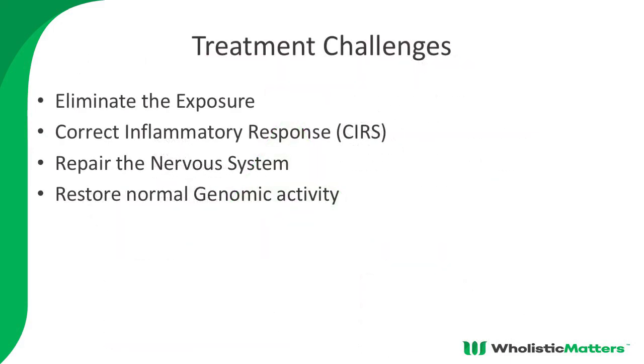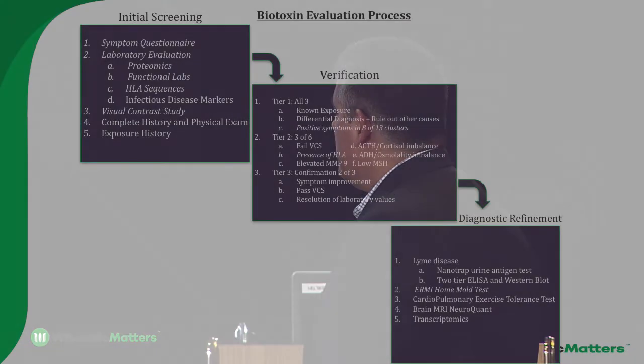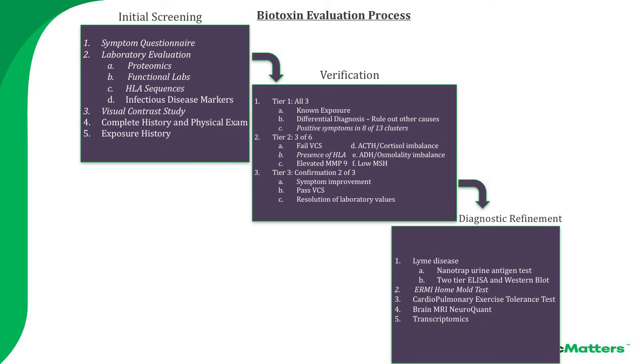So what are our treatment challenges in this patient population? Well, you have to deal with eliminating the exposure. So clean up the mold, kill the bugs, do whatever you need to do, clean up the dentition and make sure that it's gone. So your ERMI swab, your nanotrap, whatever it's going to be. You need to correct the inflammatory response in a sequence of steps. You have to repair the nervous system and restore normal genomic activity. So there's a whole series of things that we need to do in that regard. So we've gone through this process of how do we vet patients to say, yep, you're a biotoxin illness sufferer, and now we need a plan to get them better.